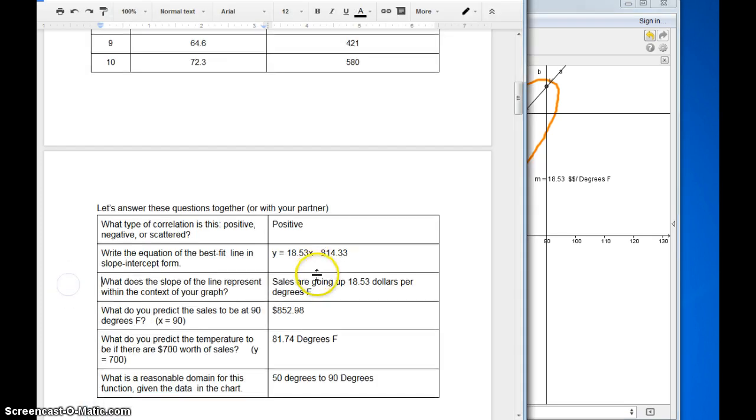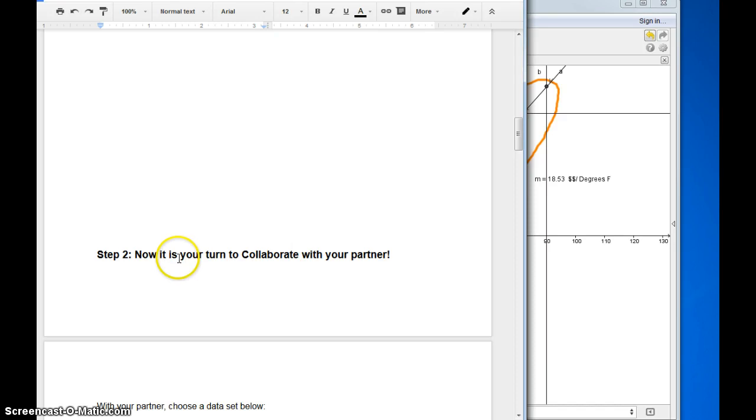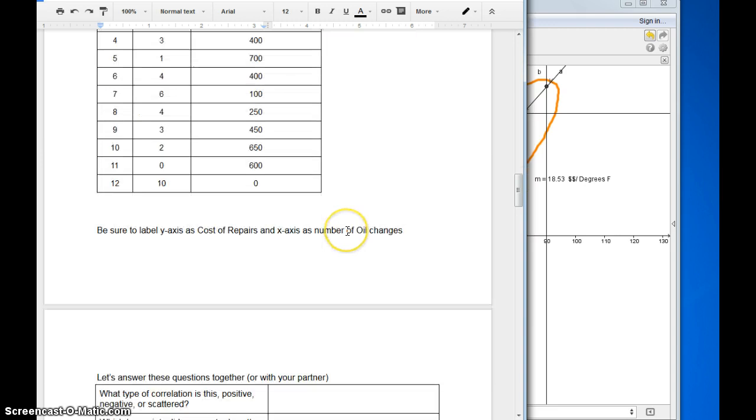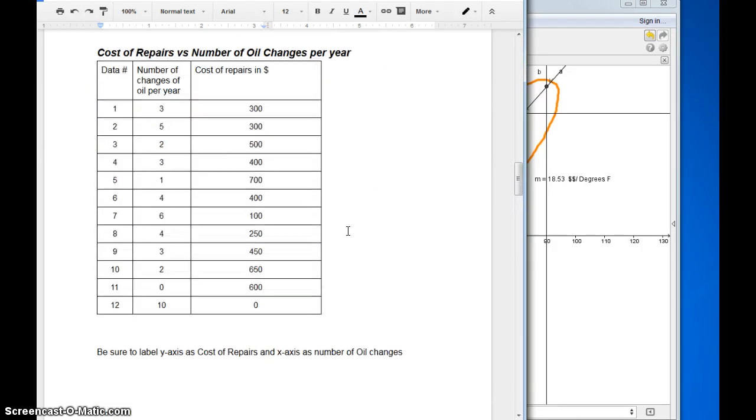And I hope this helps you. What you and your partner are going to do is you're going to collaborate, and you're going to choose one of the data sets below: cost of repairs versus number of oil changes per year, median salary versus years of education. You are going to use this GeoGebra and follow the steps and answer the questions in your worksheet.